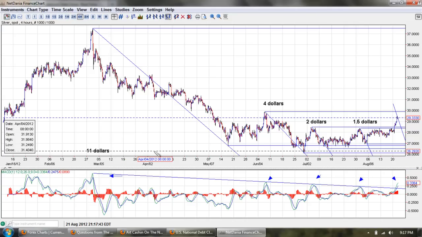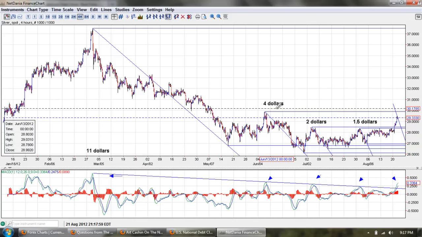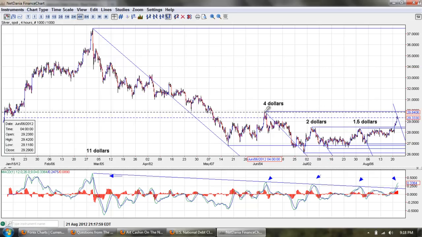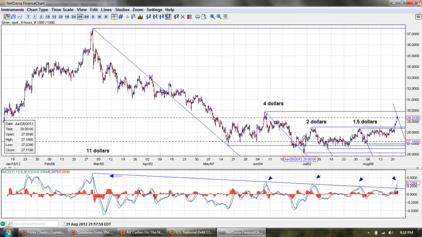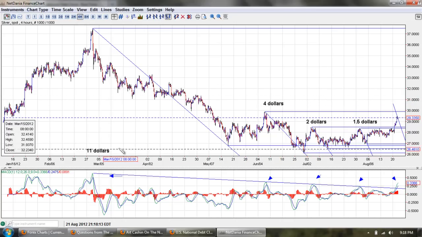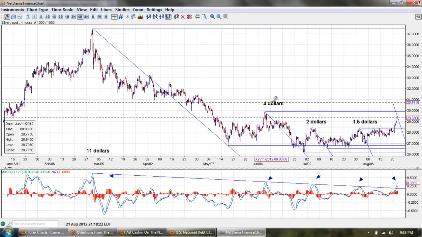Now, we didn't get another signal in this bear market series of signals until right here, and you can see that signal was given when we were at about 29, 30 bucks, and then down. I'm not going to measure each one of these, but that signal was about $4. So this bear signal yielded an $11 profit. This bear signal yielded a $4 profit.